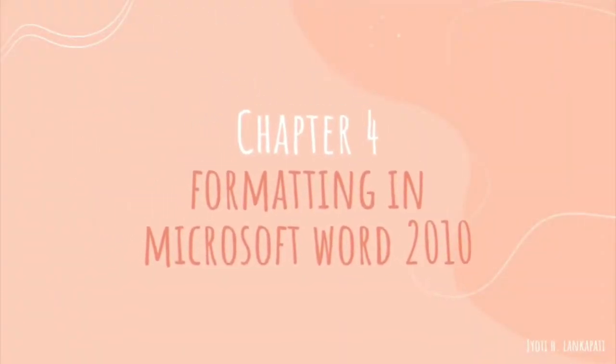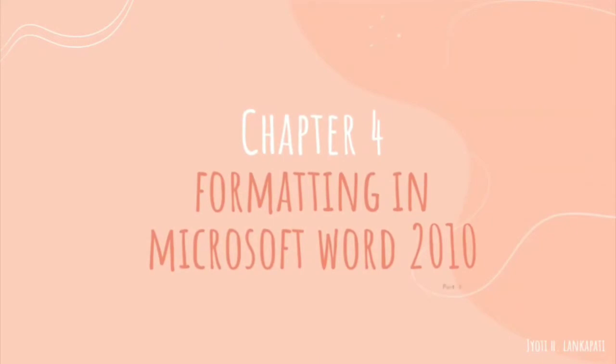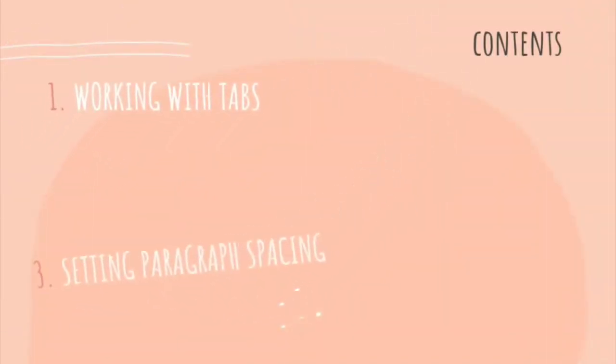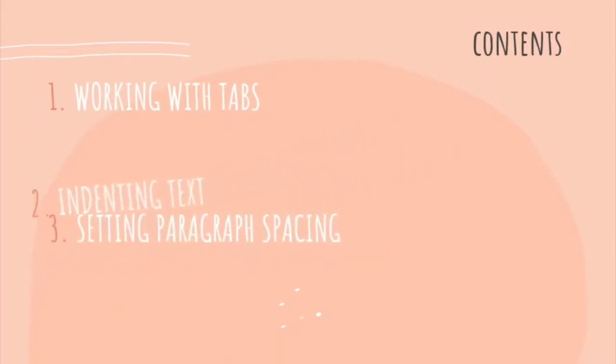Hello kids, let's start with part 3 of chapter 4. In this part we will learn how to set tab stops and how to work with the tab key. Then we will see how to indent the text, and at last we will see how to set paragraph spacing.